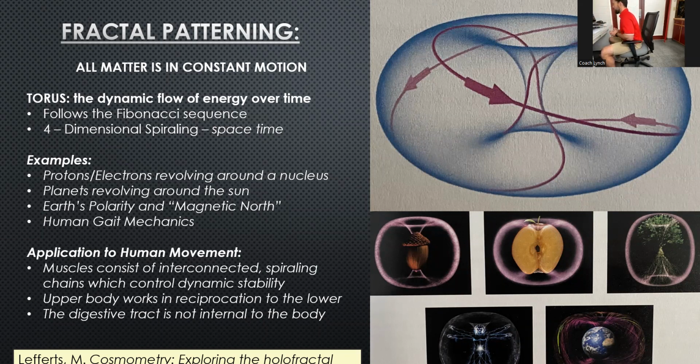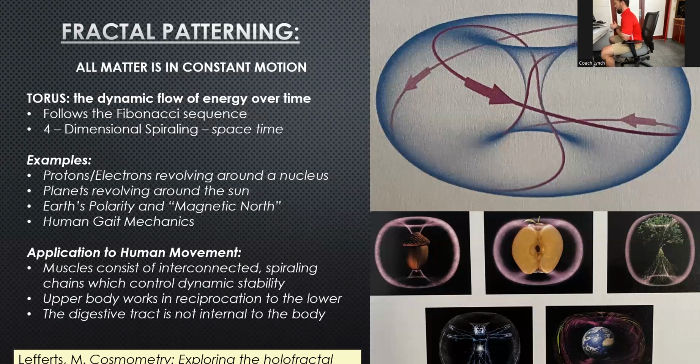Some examples of this are the way that protons and electrons revolve around a nucleus, planets revolve around the sun, the Earth's polarity and magnetic north. So you can see the Earth in that picture. Like, why does the Earth spin the way it spins? Why doesn't it spin the other way? Why doesn't it spin on a horizontal plane? And then finally, human gait mechanics.